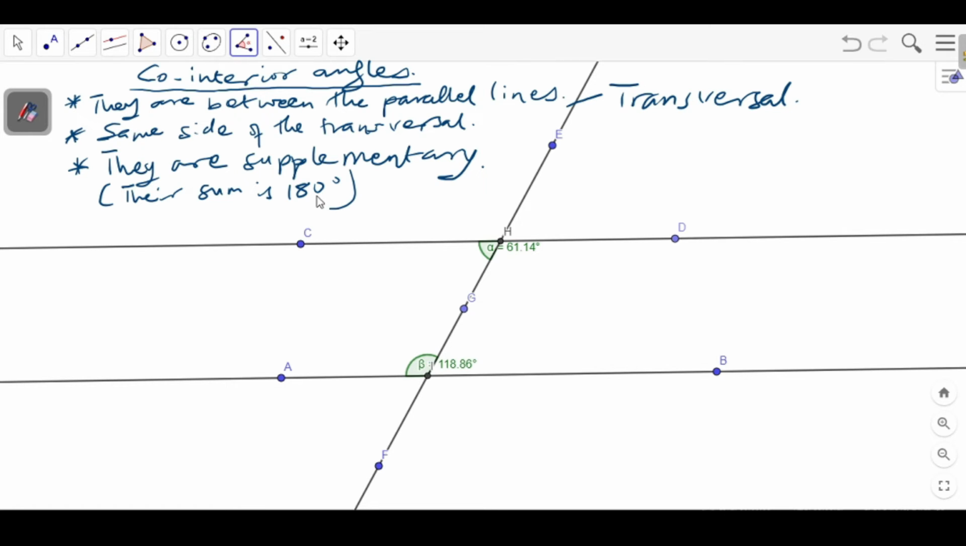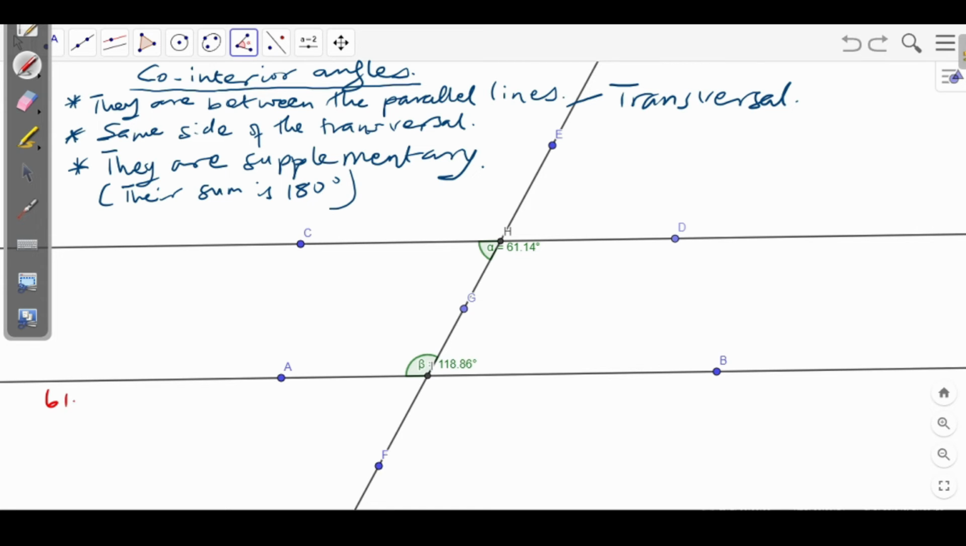We can just add that and see. We have 61.14 plus 118.86, and this will give us 180 degrees. The same way, we are going to measure these two here too. These two are also co-interior angles. So we'll measure them to see whether they are also supplementary.